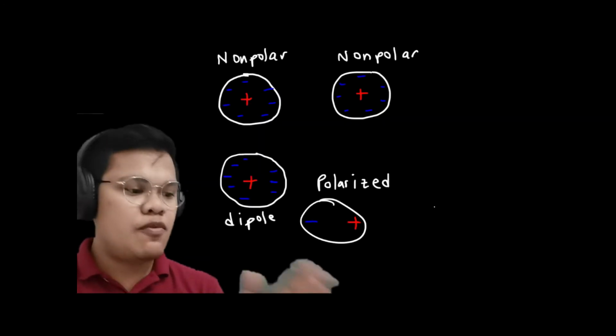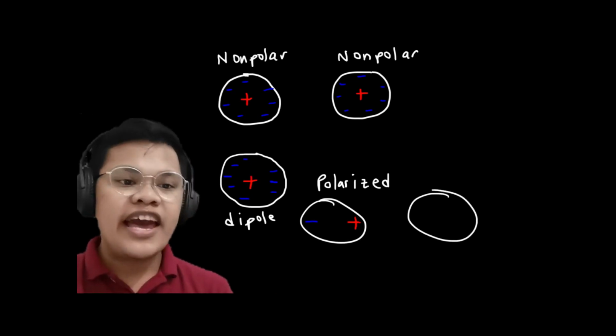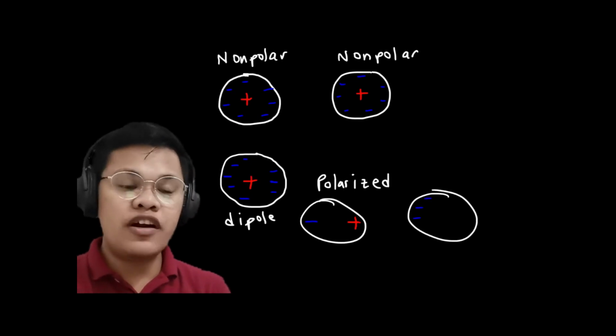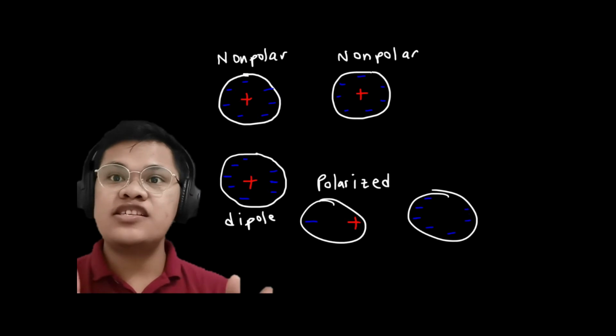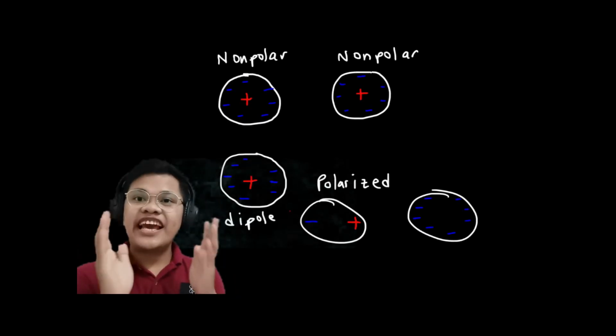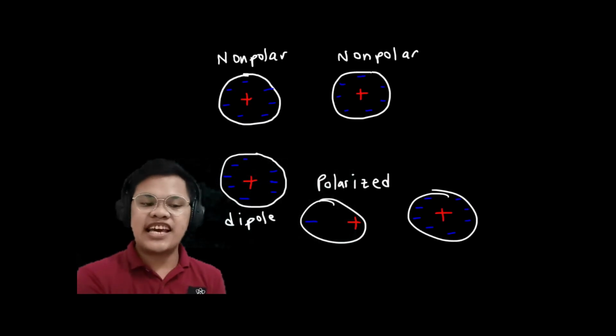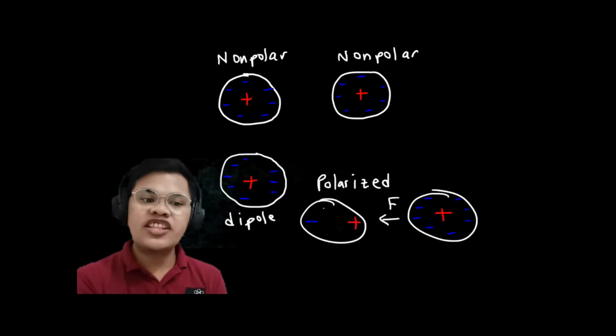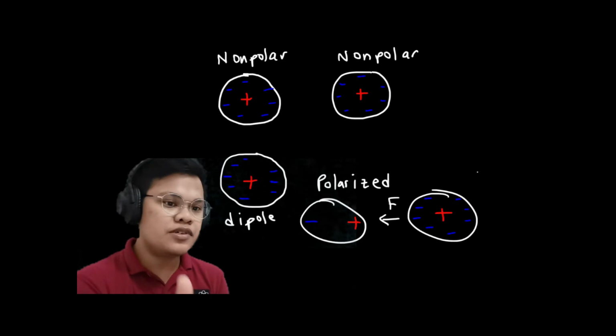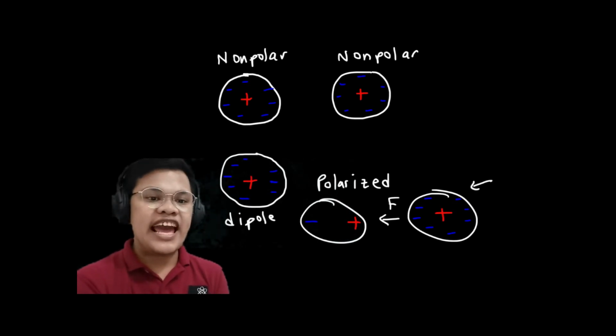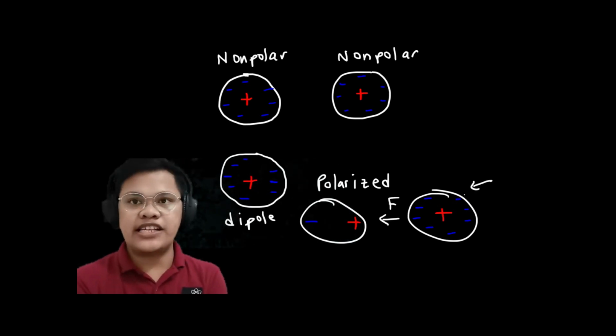So what happens if we take this dipole and place it next to a nonpolar atom where the electron cloud is evenly distributed? The electrons will feel a force that accelerates them towards the positive side of the atom, and so this electron cloud becomes more distorted, and this atom becomes polarized. And so now we have two polarized atoms.